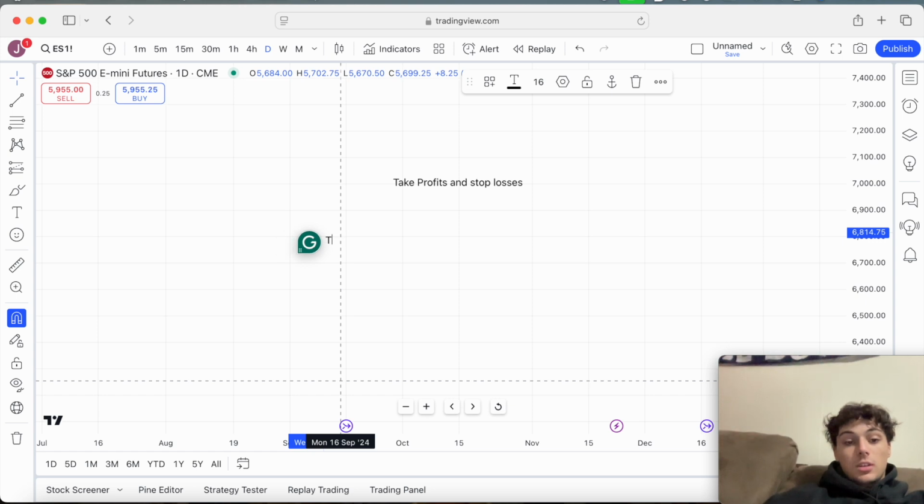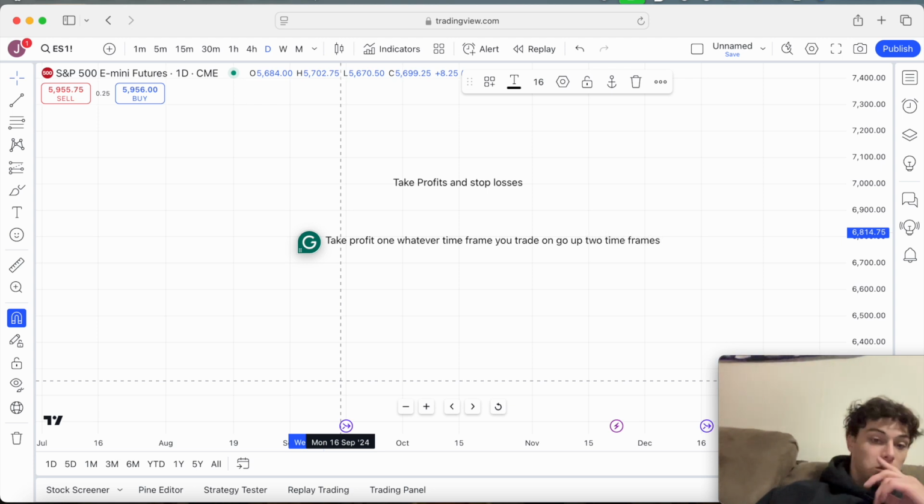Today it's going to be take profits and stop losses. So take profit one. For me, usually, whatever time frame you trade on, go up 2 time frames and put your TP at a high slash low.